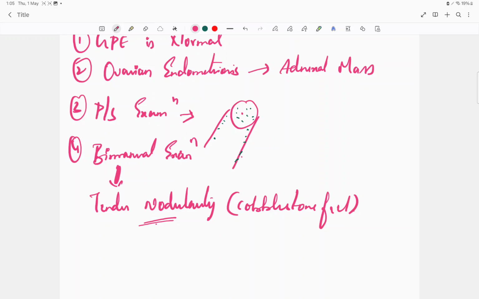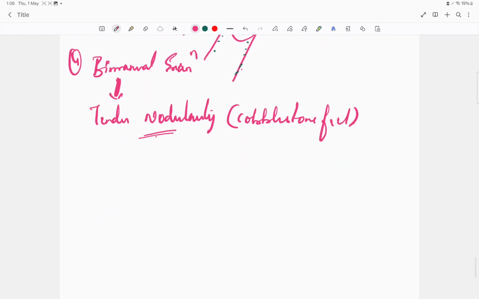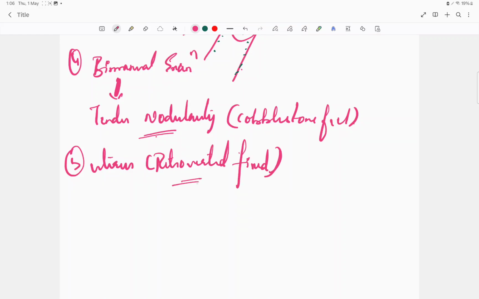Okay, and uterus. The classical thing that you can see here is the uterus will be retroverted and fixed. This is important, guys. Retroverted and fixed will be there in the case of endometriosis. This is how you can differentiate it from the other conditions.